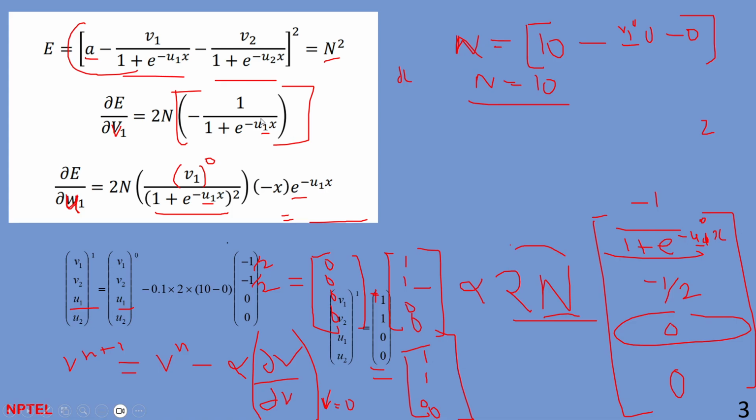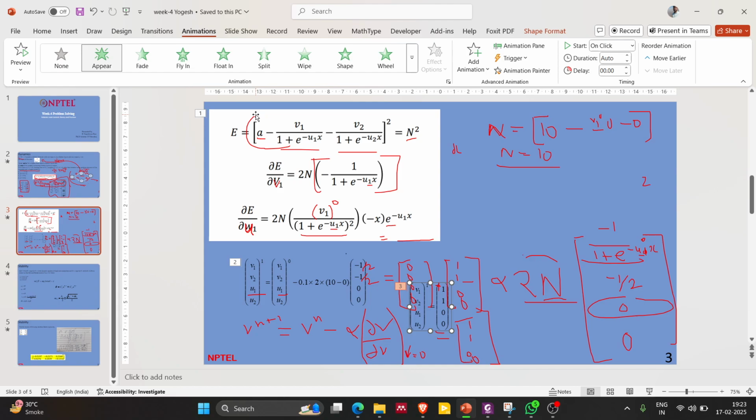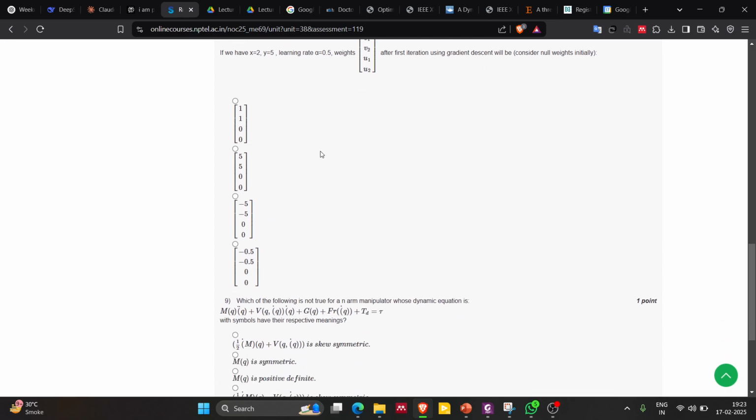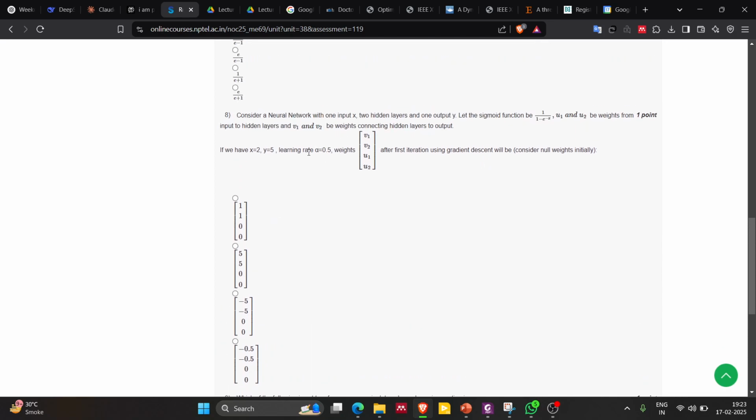Okay. And I think that this is the first problem. So we need to solve the problem which is given here. You need to solve this problem in the same manner which I have done it. Okay. So here in this case it's 1 minus e to the power x.